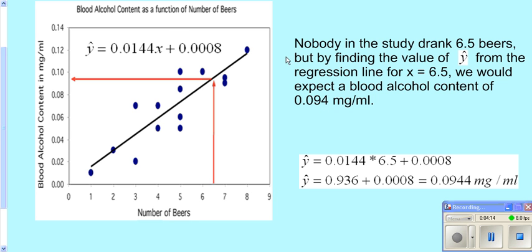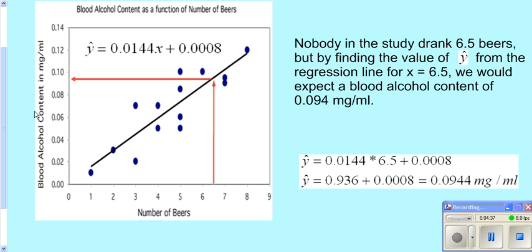So let's go ahead. Here's our least squares regression line. Let's make a prediction for 6.5 beers. If we do that, we want to take 6.5 and plug it in here for x. So we're going to go 0.0144 times 6.5 plus 0.0008. And that's what we were doing down here.